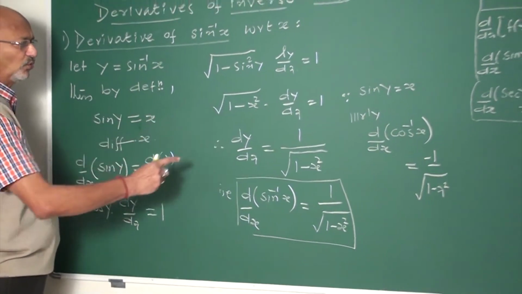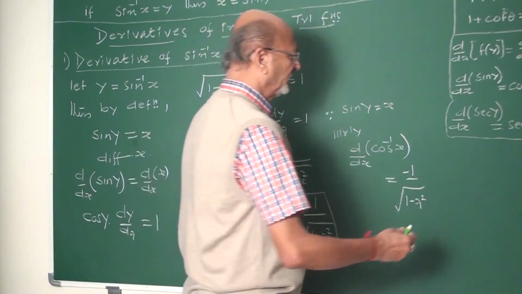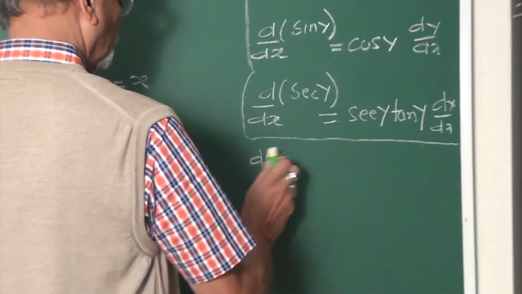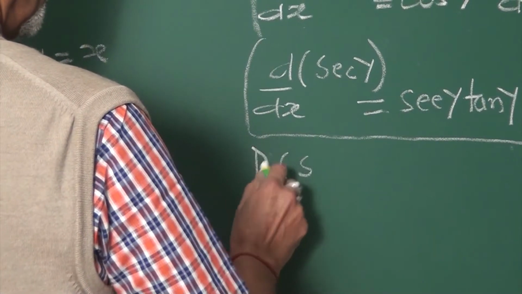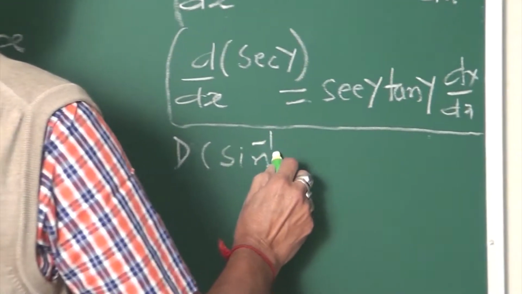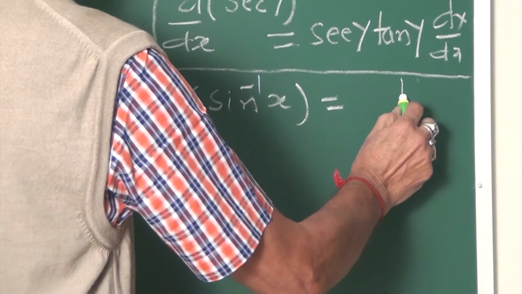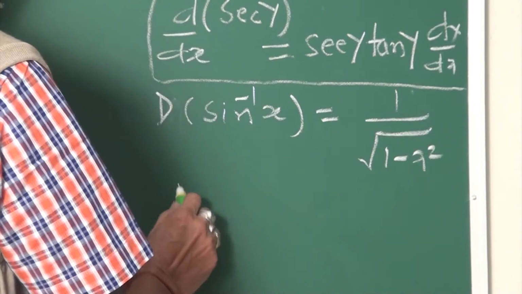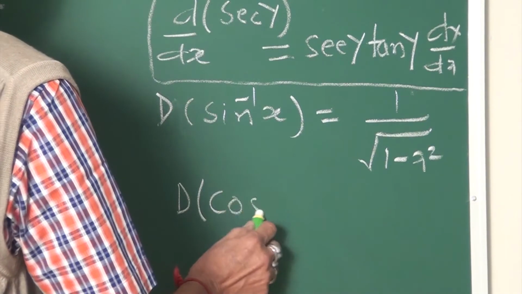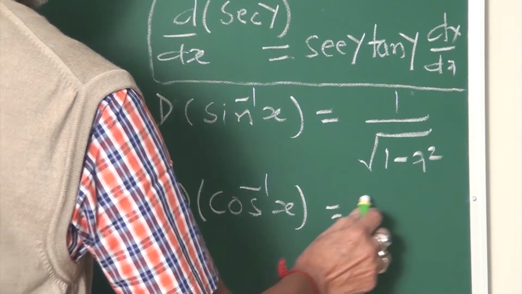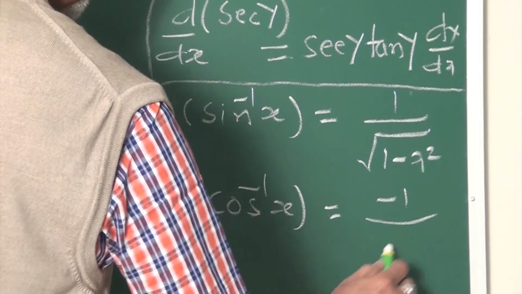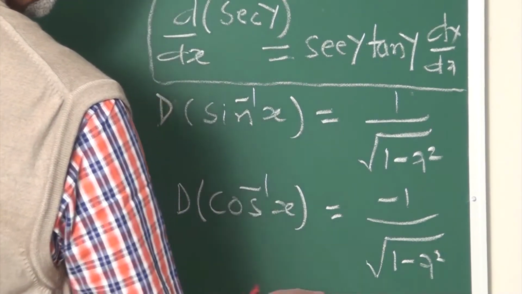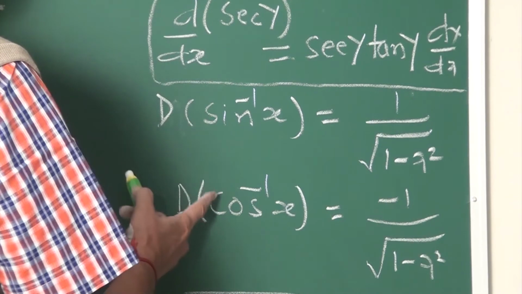This is one pair. I write here capital D, derivative. The derivative of sine inverse x is 1 by root 1 minus x square, and the derivative of cos inverse x is the same, the only change being that instead of plus 1 it is minus 1. Yes, my friends, this is one pair, sine inverse and cos inverse.